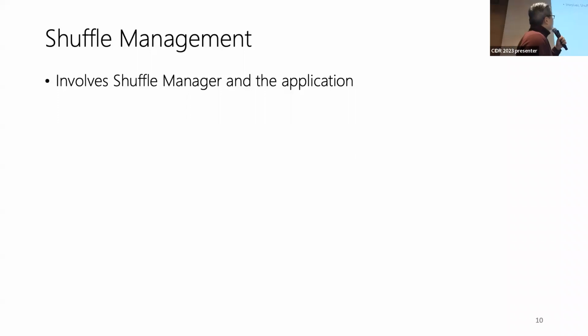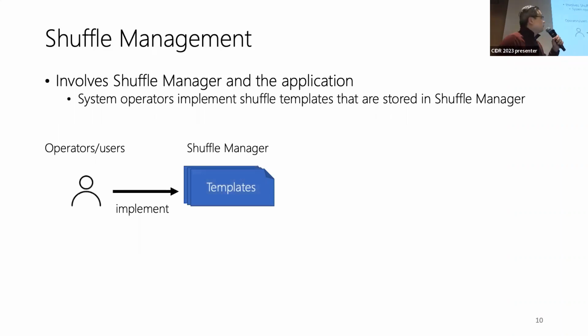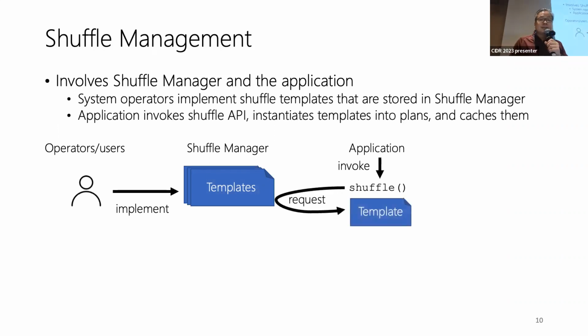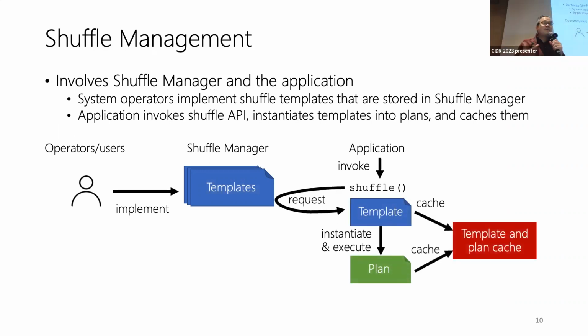Now, in terms of shuffle management, we would invoke the shuffle manager from the application. And basically, this would involve implementing shuffle templates that are stored in the shuffle manager. So the user will select the shuffle template, request the template, instantiate it, and then start executing it. And in fact, you can even cache these templates so you don't have to go back to the shuffle manager every time. And at runtime, carry out different kinds of measurements that can allow you to tune the shuffle performance.